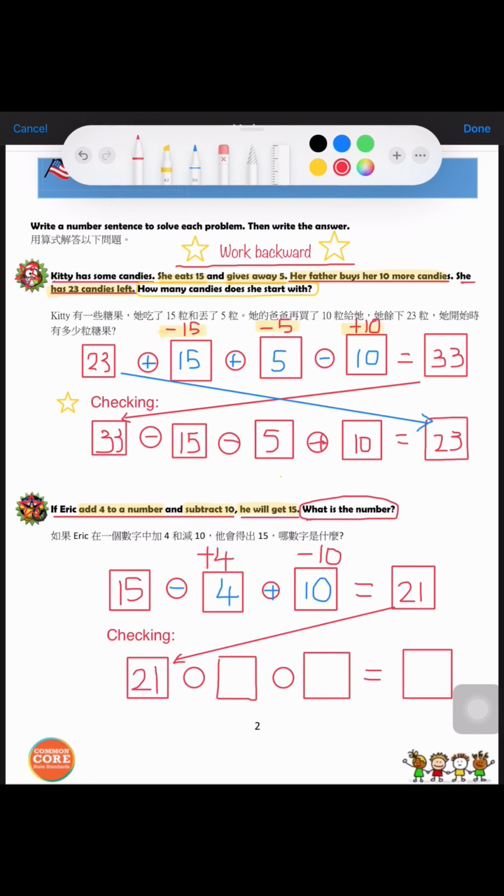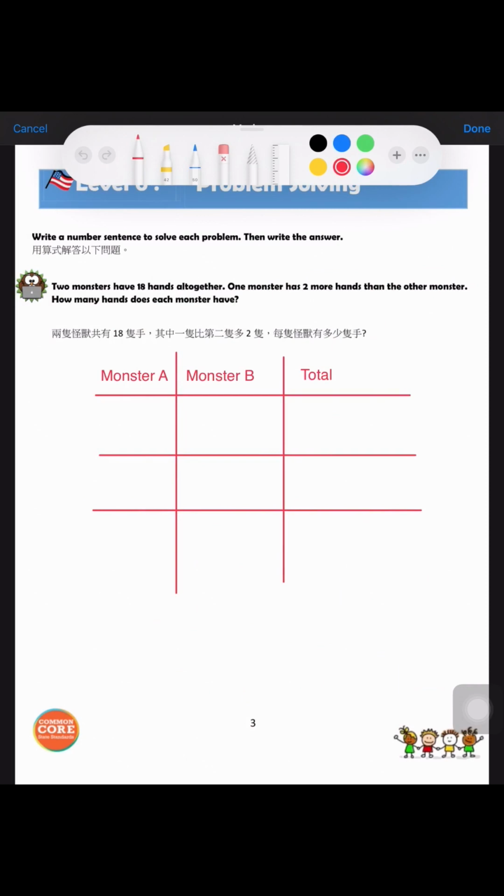Let's do the checking. If the number is 21, and then we added 4, and then subtract 10, it will equal 15. We can see that it equals his answer, therefore it is right. Let's move on to page 3.